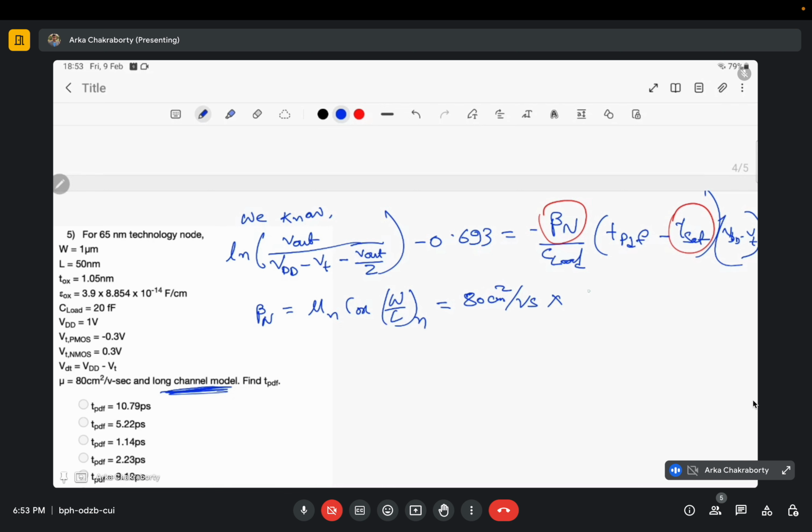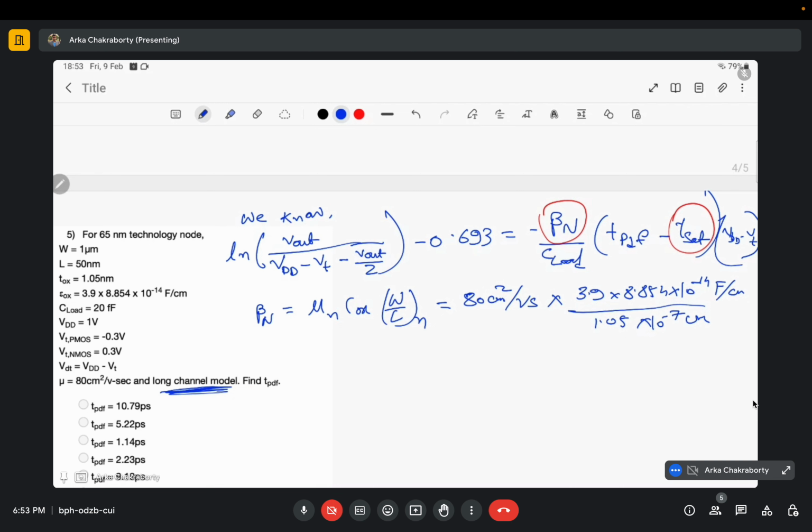Cox is epsilon ox by Tox. Epsilon ox is given as 3.9 into 8.854 into 10 to the power minus 14 per centimeter, and Tox is 1.05 nanometer, 1.05 into 10 to the power minus 7 centimeter.